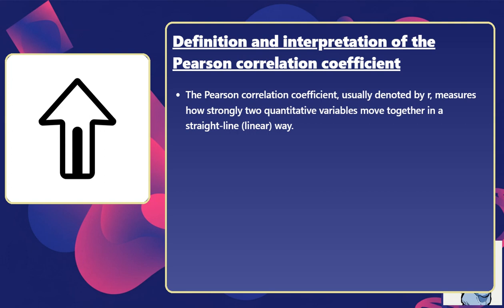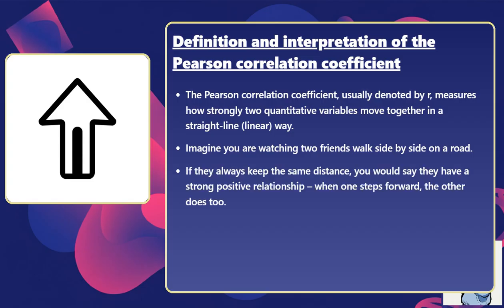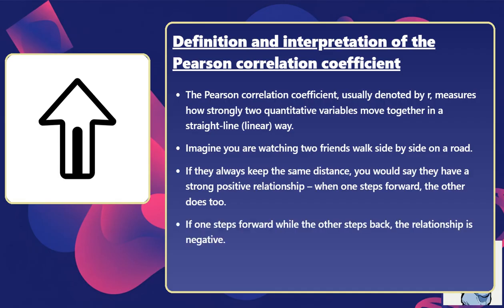The Pearson correlation coefficient, usually denoted by R, measures how strongly two quantitative variables move together in a linear way. Imagine you are watching two friends walk side by side on a road. If they always keep the same distance, you would say they have a strong positive relationship. When one steps forward, the other does too. If one steps forward while the other steps back, the relationship is negative. If they wander independently, there is no relationship.